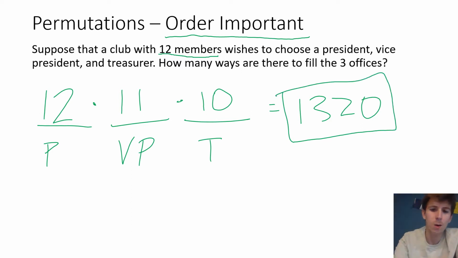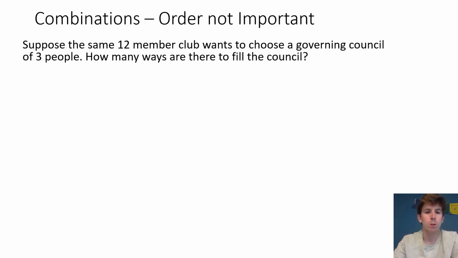Why the order mattered here is because a person being the president versus the vice president are different positions, as opposed to this next example, which is about combinations. This is where order is not going to be important. Suppose that same 12-member club wants to choose a governing council of 3 people. How many ways are there to fill the council?